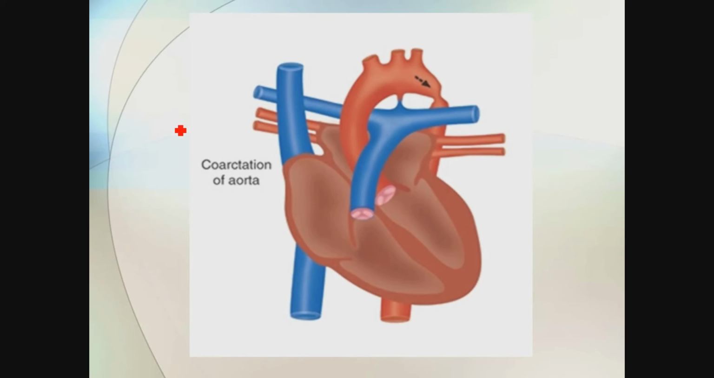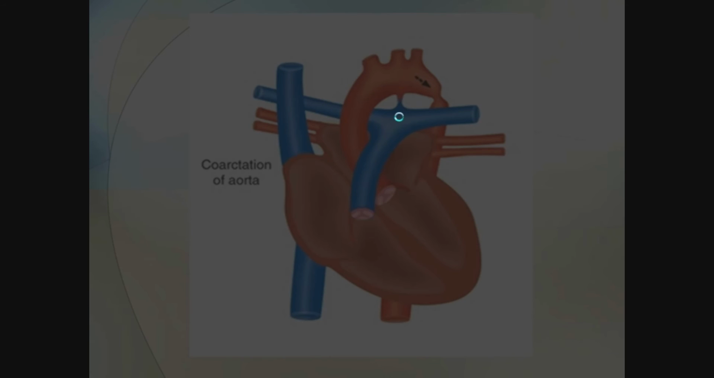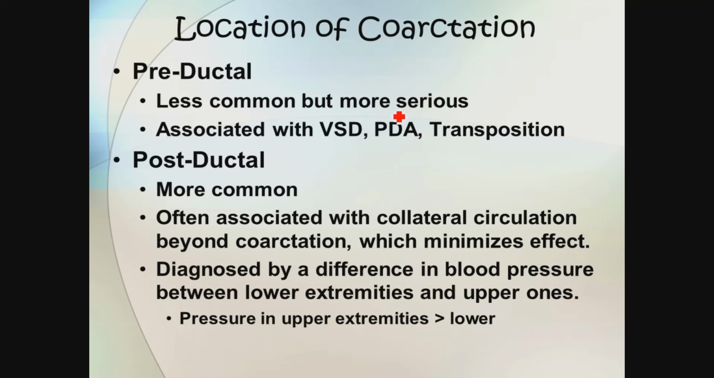Here's an example of the coarctation, a narrowing that occurs. This happens to be postductal. The worst scenarios are when they're preductal. It's less common, but it's more serious. And then you really do have to have an intact VSD or PDA or transposition present, because that ductus or that preductal compression is going to make blood flow very, very difficult through there. What we end up seeing more often is the postductal, again, as we saw in that prior diagram.